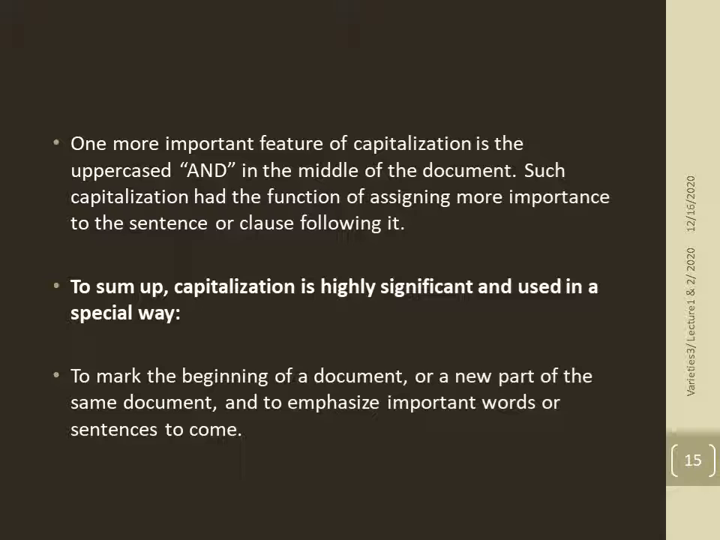Now, if you go back to your textbook, I think it's page, figure 27, page 84, you find "and" and it's circled. Now, the sentence that comes after this capitalized "and" is of great importance and significance to the document. This is why the writer wrote "and" for the importance of the information to come.